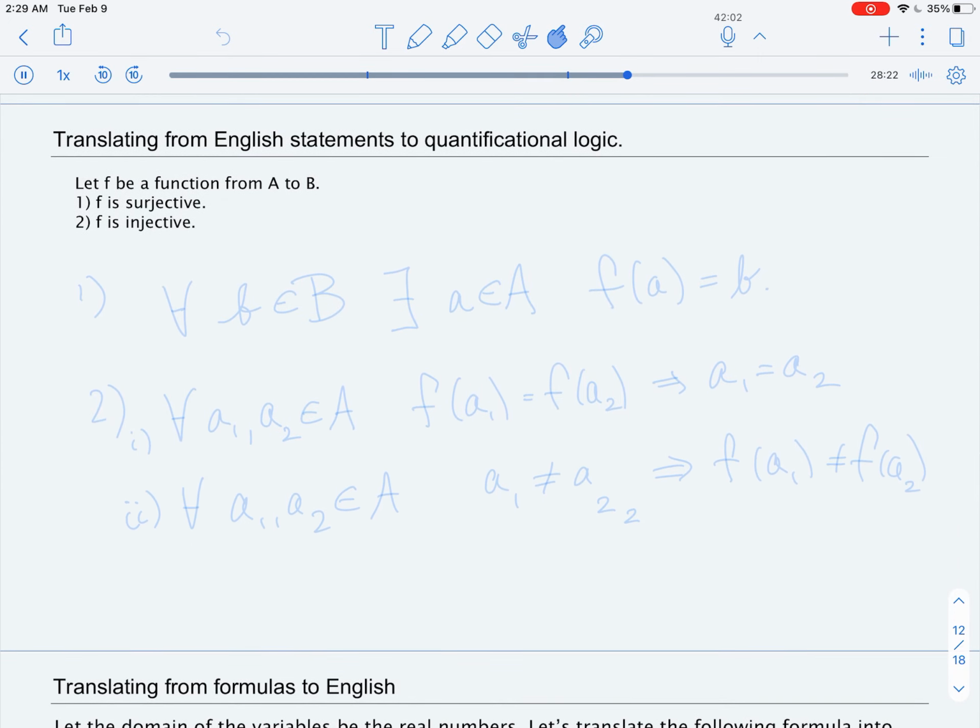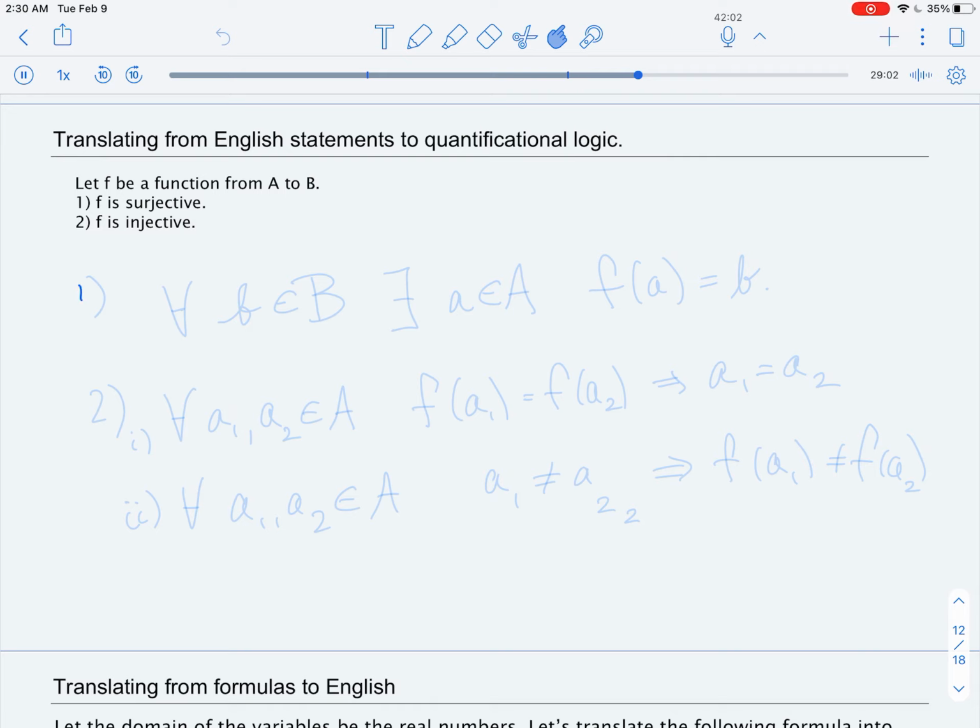And this is a good review because now we want to translate English statements into quantificational logic that deal with functions. So let f be a function from A to B. So A is the domain and B is the codomain. And we want to translate the two statements, f is surjective and f is injective. Now for surjective, we know that it's surjective if and only if every point in the codomain has something in the domain mapping to it. But how do we actually write this in first order logic?